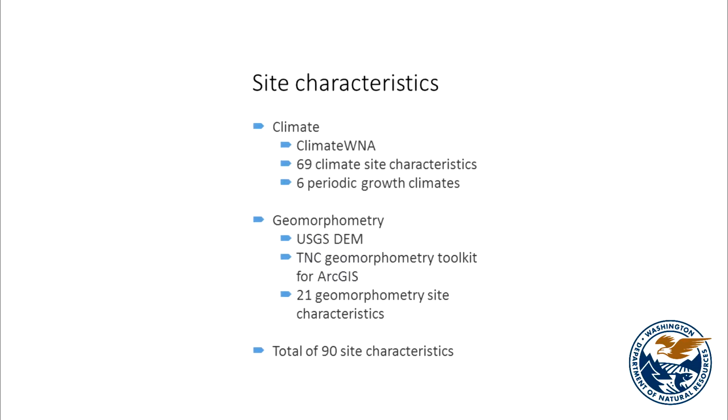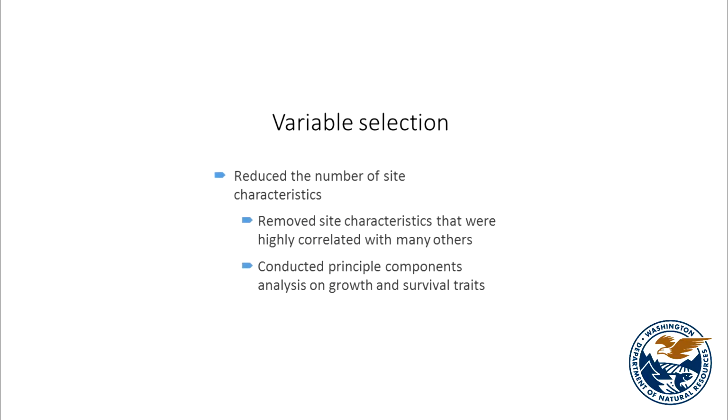For the site characteristics, as I mentioned, we got rid of soil, so we were only dealing with climate and geomorphometry. But you may recall that I mentioned that we wanted to reduce the number of site characteristics we were looking at, but the first study had 40, and now we have 90. So we started off going in the wrong direction, but that forced us to come up with some ways to better reduce these site characteristics. We did that by doing simple correlations among all of these site characteristics and removing ones that were highly correlated with many others.